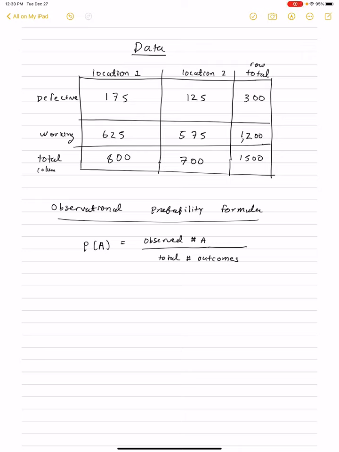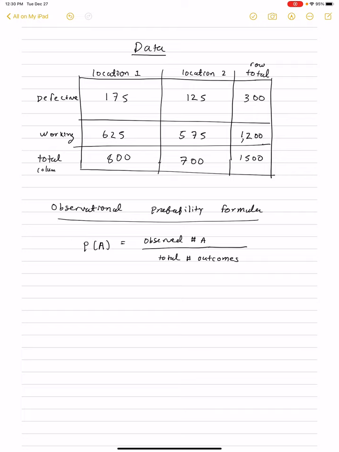Today we're going to be talking about observational data. The data that you see here is what's called a 2x2 table or tabular data. And what I want to discuss is this formula for observational probability: the observed number of outcomes of A divided by the total number of outcomes.